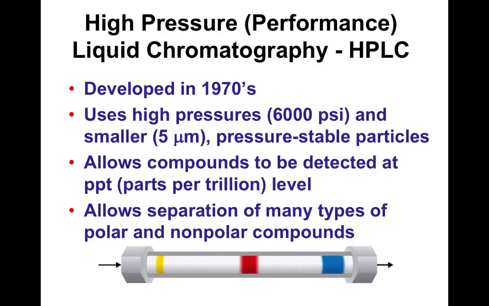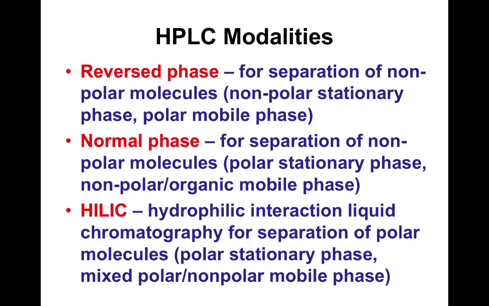pressure stabilized particles. If any of you have tried to do separations on columns with proteins, the particle sizes are much, much larger. Chromatography has been used to actually detect things at the parts per trillion level, depending on the detection technique. And it can be used to separate both polar and nonpolar compounds. With HPLC, we have 3 different modes. There's reverse phase, which is the most common, normal phase, which is the least common, and HILIC, or hydrophilic interaction liquid chromatography, which is the second most common method.